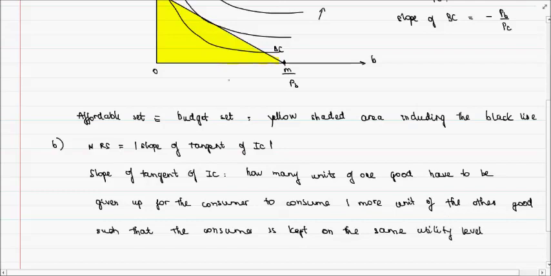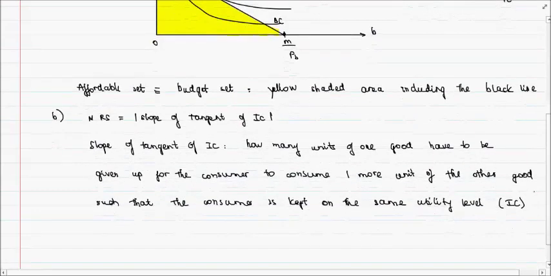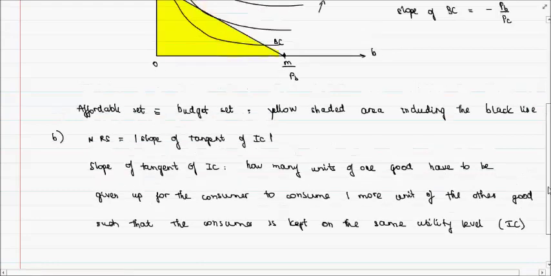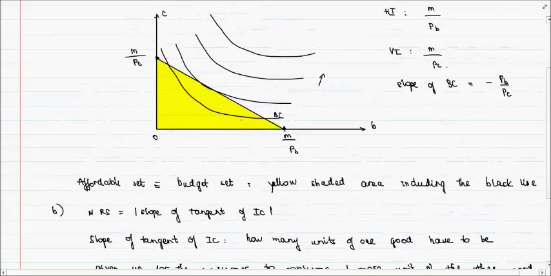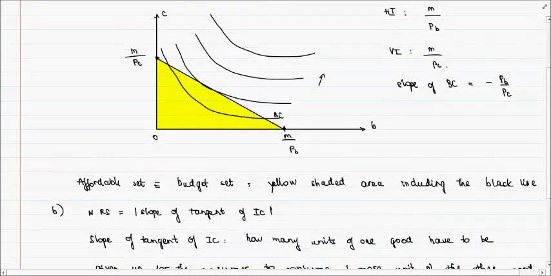Remember, each indifference curve represents a certain level of utility. So everywhere on the same indifference curve represents the same level of utility. As we move along the indifference curve, we are asking ourselves, if we want to increase one more unit of good B, how many units of good C will the consumer have to give up in order to be on the same level of utility? That is the slope of the indifference curve.